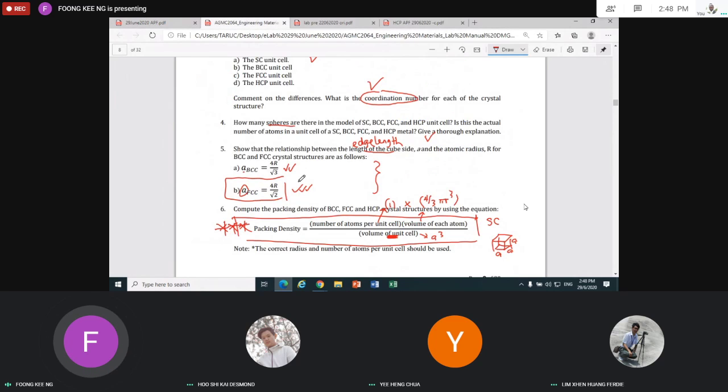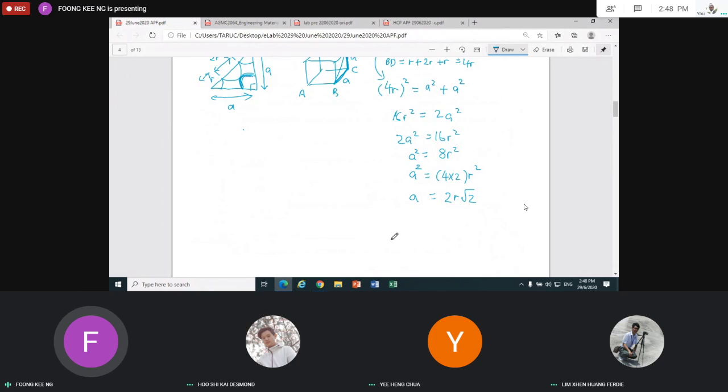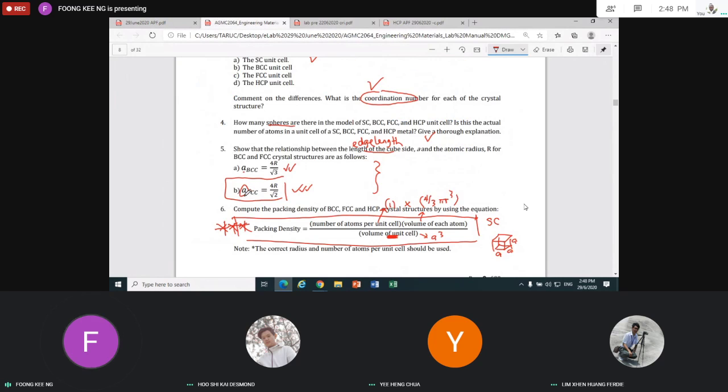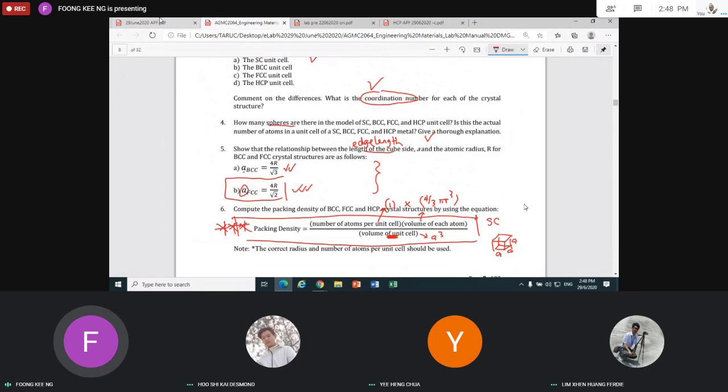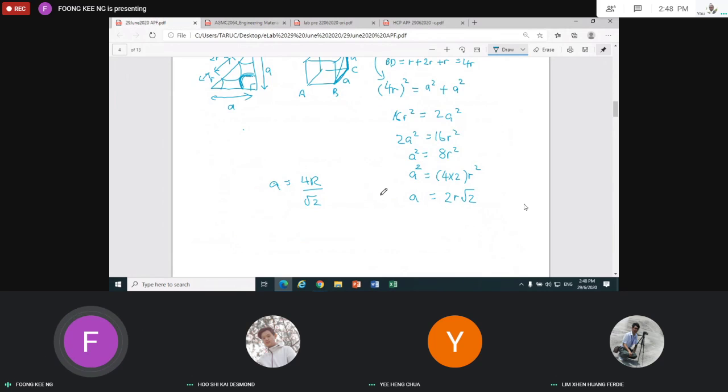No, this one is another form or it's the same one. Actually, they like to play about with the term there. So how do I do that? So where do I go from here? How do I have this formula here? They want to prove 4R over square root 2. Correct, 4R over square root 2. So how do I change this to this format here? Anyone?